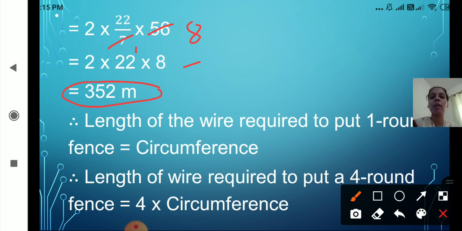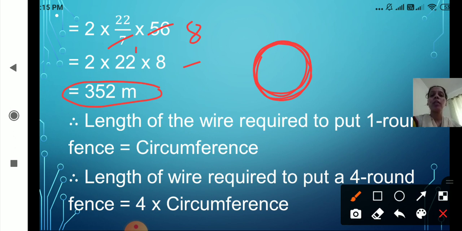So the length of the wire required to put one round fence is equal to the circumference. If this is the circular garden, how will you find the length of the wire required to put one round fence? That is equal to the circumference. Yes, the fencing wire required to put one round fence is the circumference of the circle. Okay, so now we got the circumference.